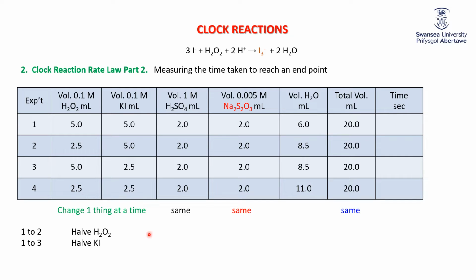And then for experiment 4, there are several ways you could think about this. Going from experiment 2 to 4, I have halved the other one, the iodide. Going from experiment 3 to 4, I've halved the peroxide. Or, as we will use in our calculations later on, we can notice that going from 1 to 4 via the steps of 2 and 3, I've ended up halving both the peroxide and the iodide, although of course I'm not being naughty there, changing one thing at a time, because each of these steps just changed one thing at a time.